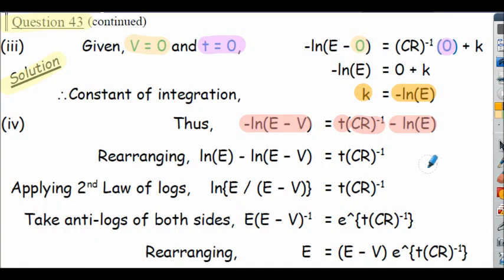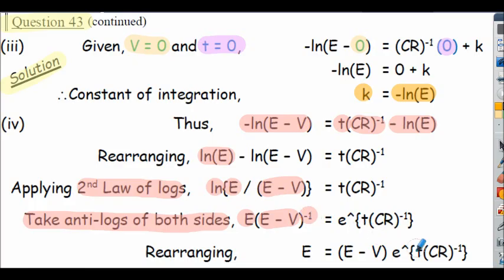All that's happened on the next line is I simply rearrange the equation. So I've added ln E to both sides of the equation. I've then applied the second law of logarithms here because we're subtracting logs. So that's the same as ln of E divided by E minus V in its bracket. Taking anti-logs of both sides of the equation, the left-hand side is E divided by E minus V, or written here E multiplied by E minus V to the negative 1. And on the right-hand side we have the exponential raised to the power of t divided by CR, t multiplied by CR to negative 1. The next line we simply multiply throughout by the E minus V bracket there to produce this equation.